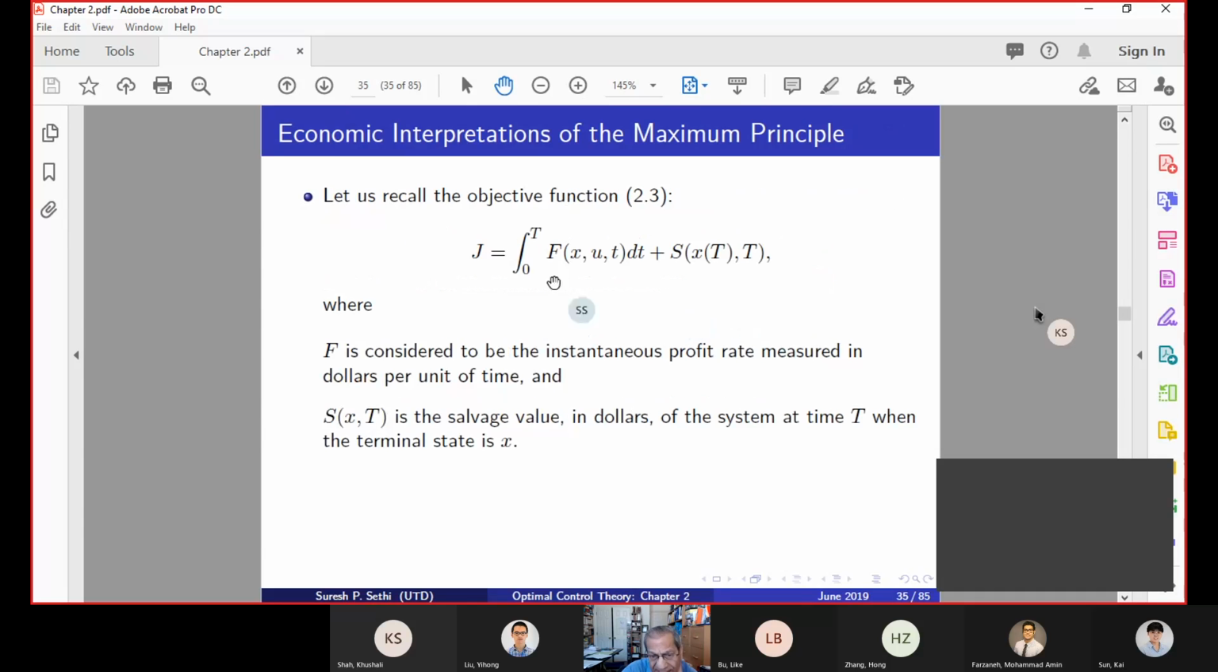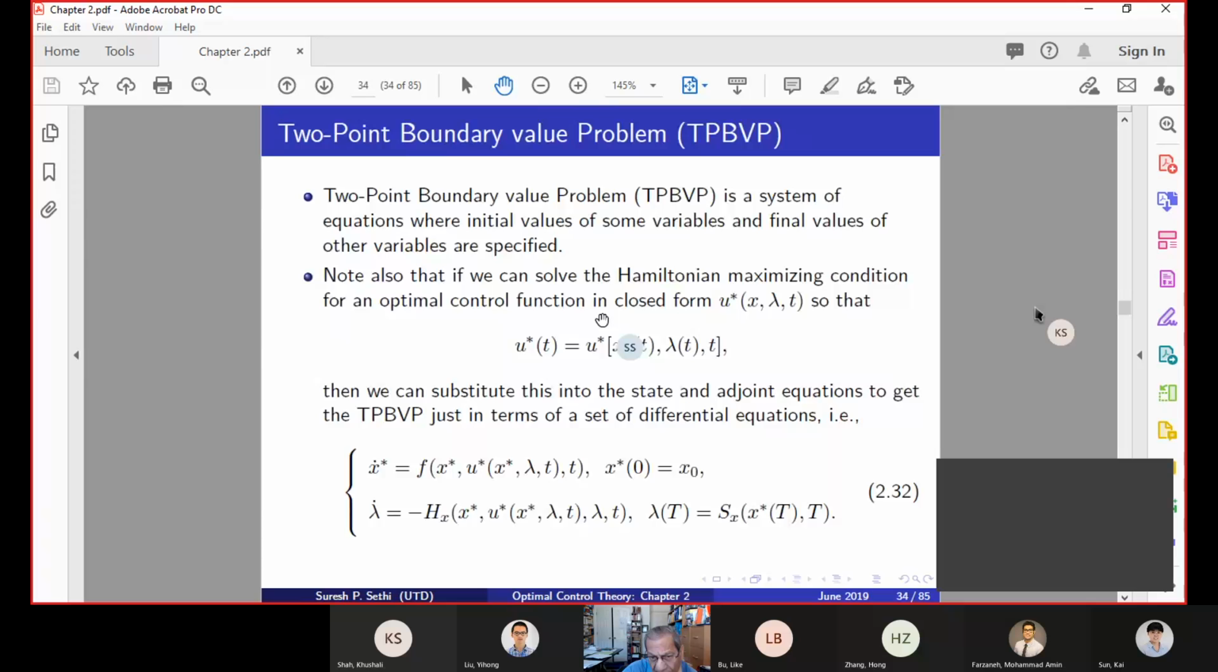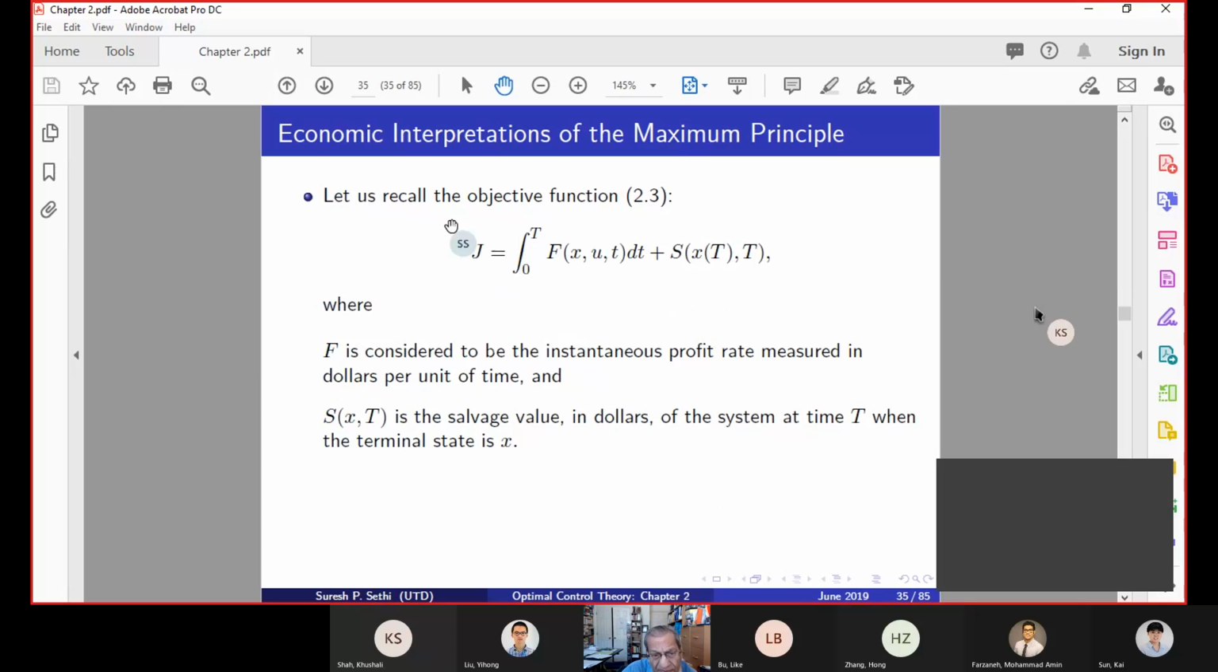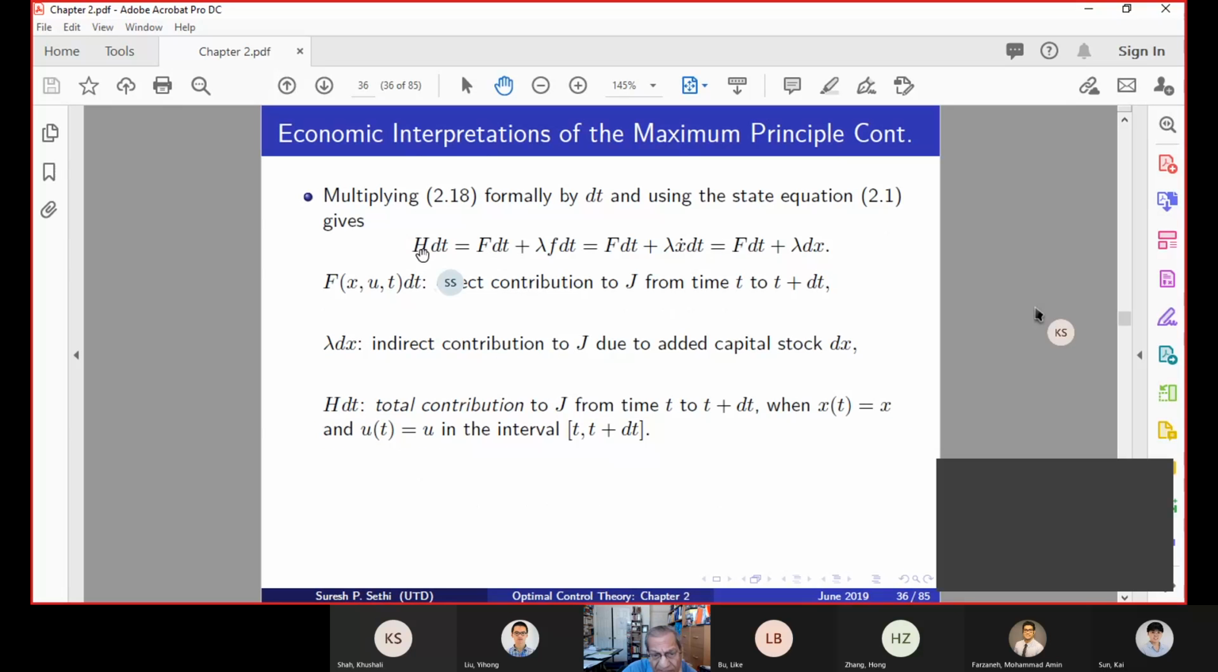Multiplying 2.18, whatever it is, multiplying 2.18 formally, which is the definition of Hamiltonian, I get H dt is f dt plus lambda f dt. But this is f dt and f is x dot, so I can call it lambda x dot dt. But x dot dt can be written as dx, because the dt's cancel out, so I get this. So what does that mean?